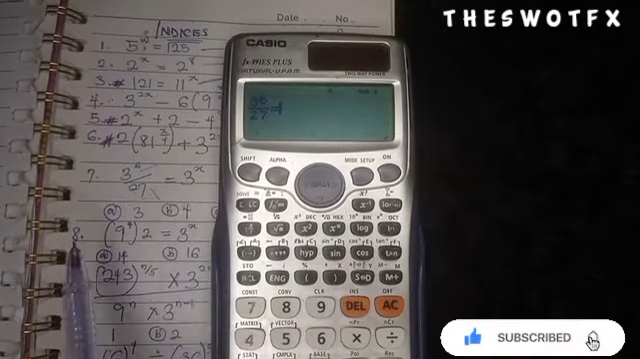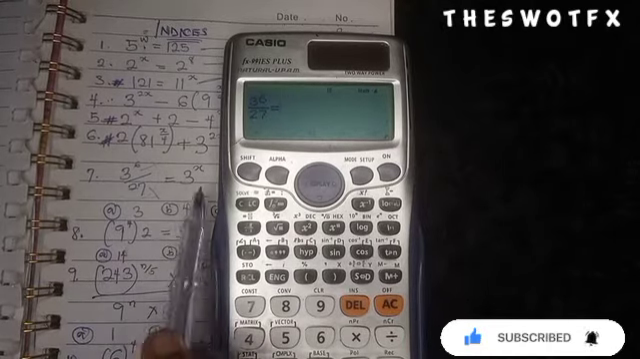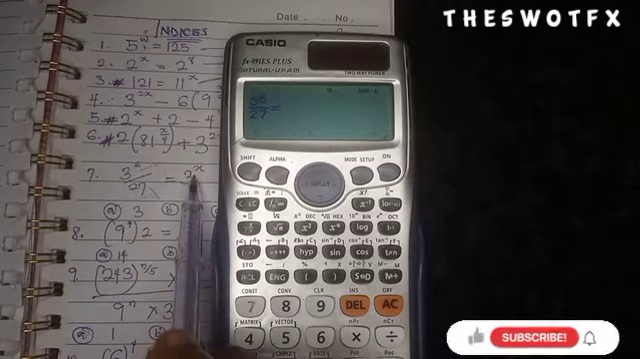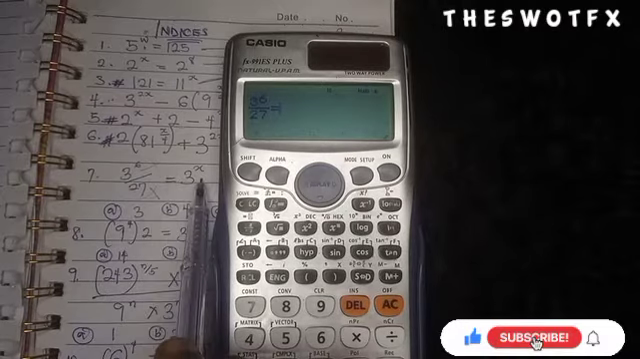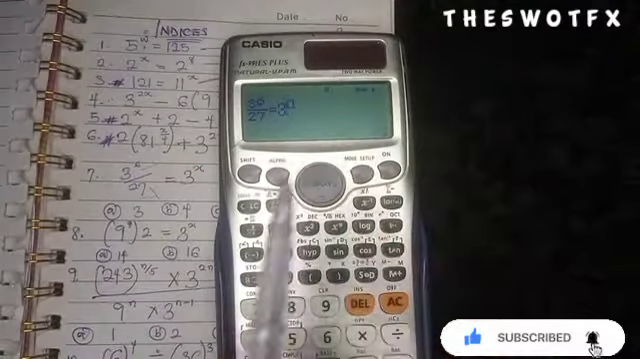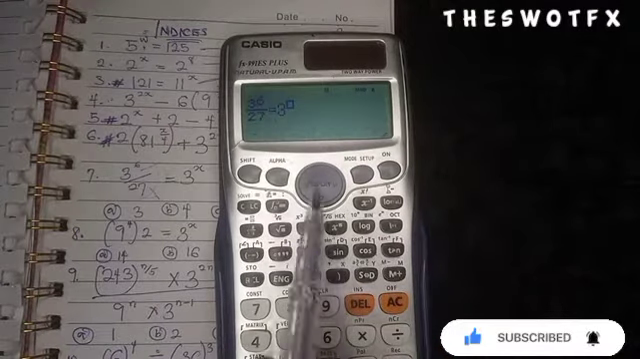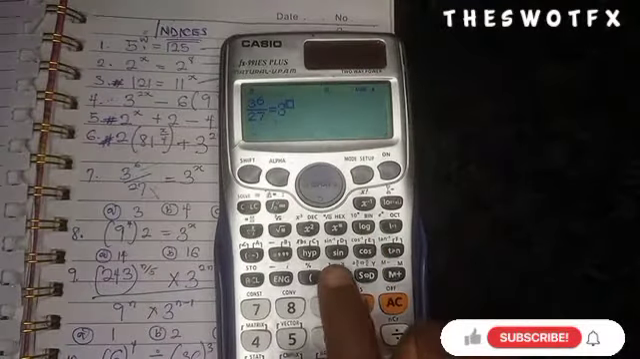Then the next thing to press is the right hand side. This is the left hand side, this is the right hand side. So you have 3 to the power of 3. This is the power. Then power to equal power, this power. Then to the power we have x. So you have alpha then x.